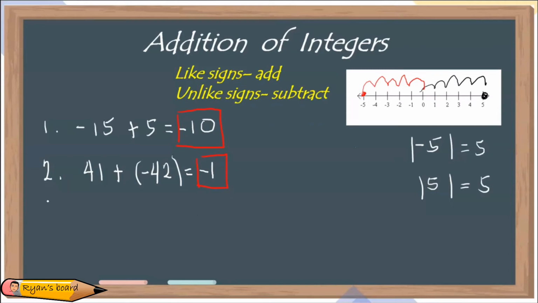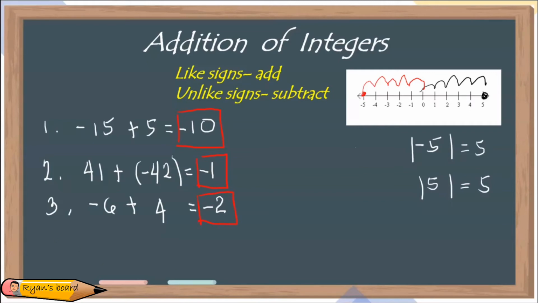Now, let's try this one. Negative 6 plus 4. Now, unlike signs or like signs? Of course, unlike signs. So, subtract the numbers. 6 minus 4, that is 2. Sino ang mas malaking absolute value? Of course, negative 6. Our answer is negative 2.